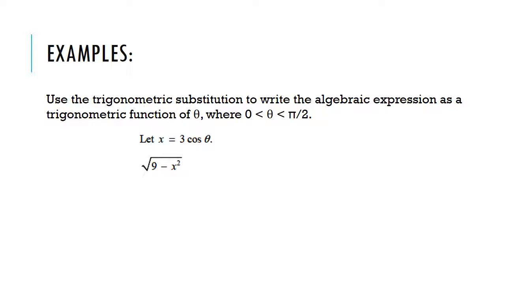Now we're going to substitute and write the expression as a trig function of theta. And that 0 is less than theta is less than pi over 2 just tells us it's in the first quadrant, so we don't need to worry about any of the values being negative. What you're going to do is you're going to take the square root of 9 minus x squared and substitute 3 cosine theta for the x. Pause the recording, give it a try, and resume to check your answer.